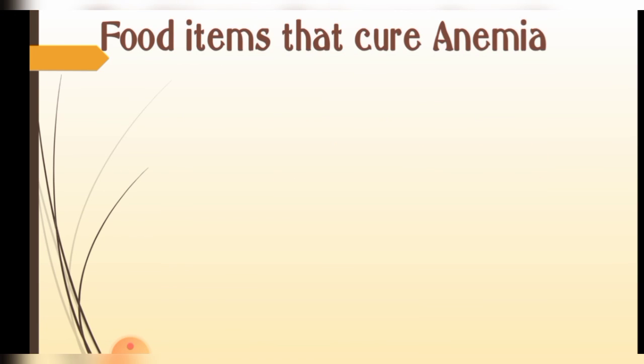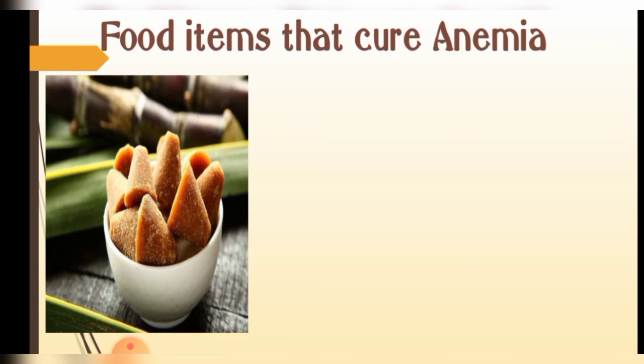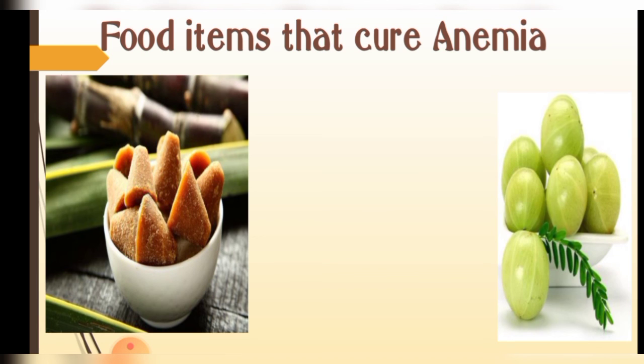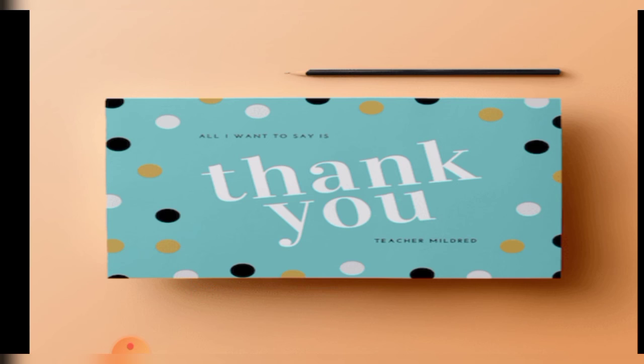Now, when we know what the disease is and what the symptoms of that disease are, then we should also know how we can cure ourselves from that disease. First one is you can eat jaggery, that prevents you from anemia. You can also have amla or avla, that is good for anemia patients. Next, you have to eat lots of green vegetables to prevent yourself from anemia.